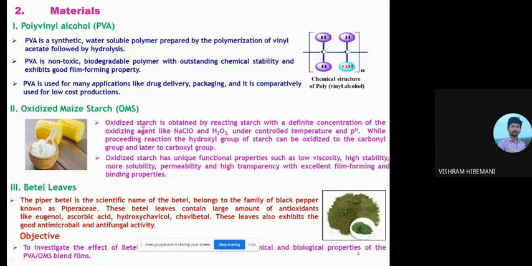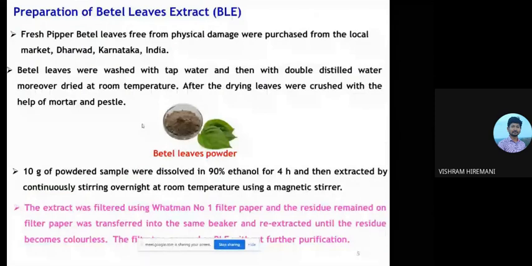The main objective of the current work is to investigate the effect of betel leaf extract on the physicochemical and biological properties of PVA starch blend films. We have used PVA and oxidized maize starch as the polymer matrix in this study. This is the preparation of the betel leaf extract.